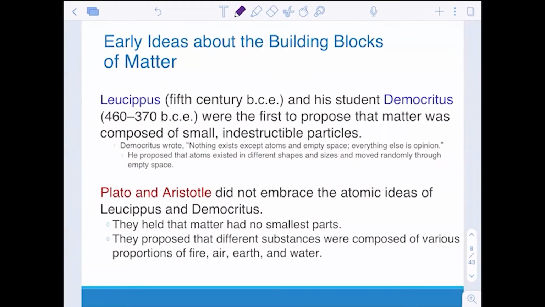When we're looking at early ideas in chemistry, Leucippus was the first person to actually propose that matter was composed of what he called small, indestructible particles. Plato and Aristotle did not really like this idea, so back in the day, this wasn't really held in any regard. But I think it's an interesting story that the book dives into.